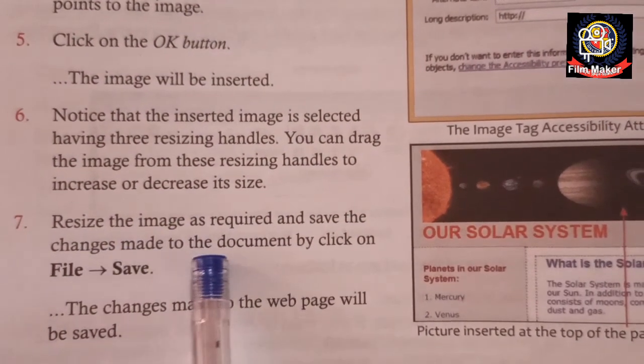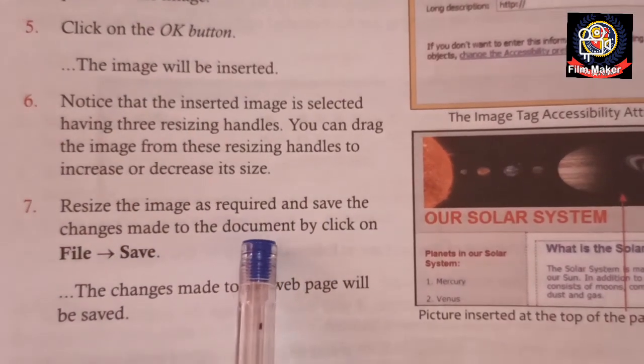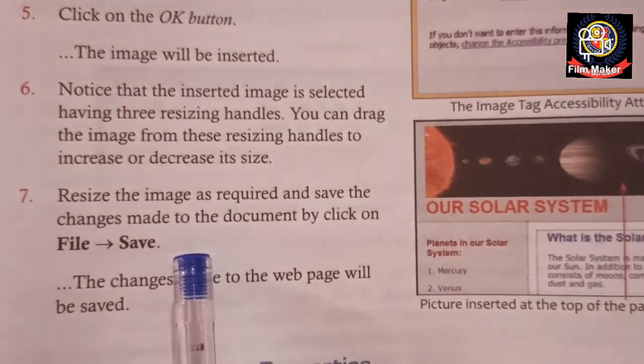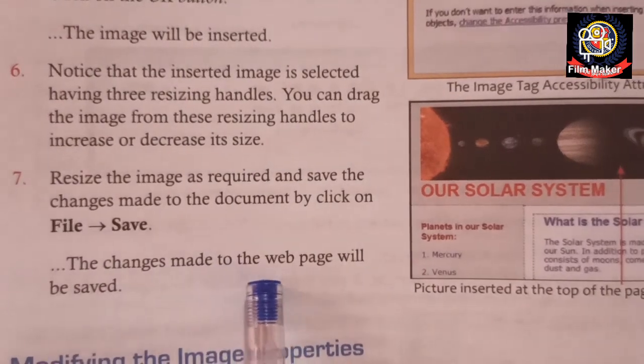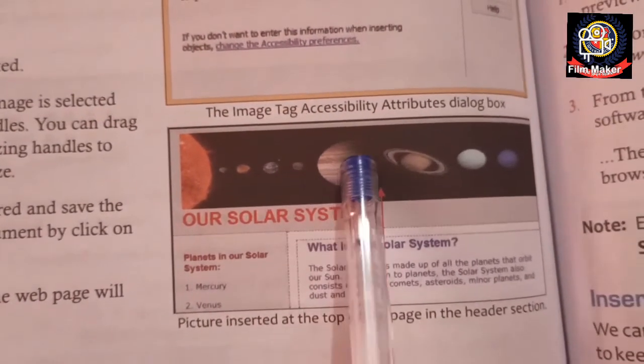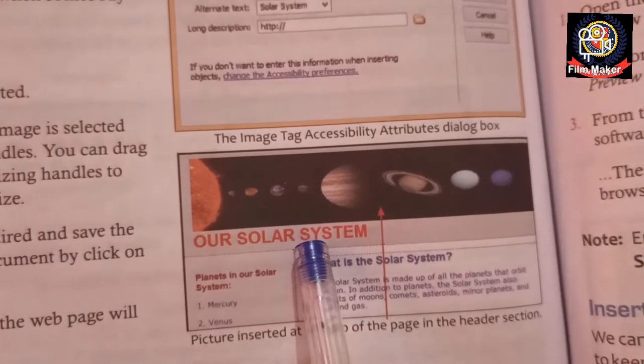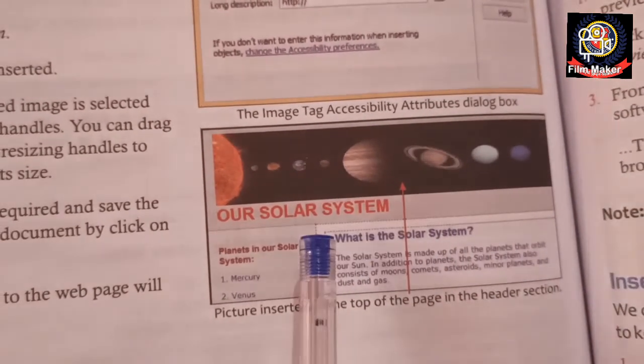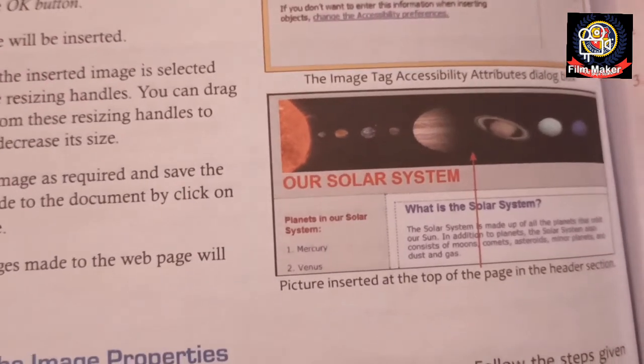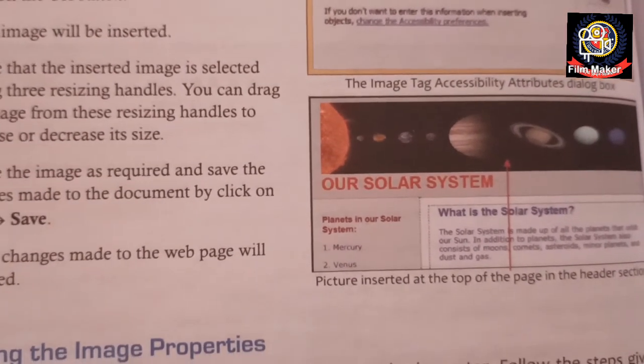Then resize the image as required and save the changes made to the document by clicking on File, then clicking Save. Then the changes made to the web page will be saved, and you can see here the image will be displayed and the text related to that image is solar system, and that has been applied. And then you can resize it. After resizing it, you just have to save it.